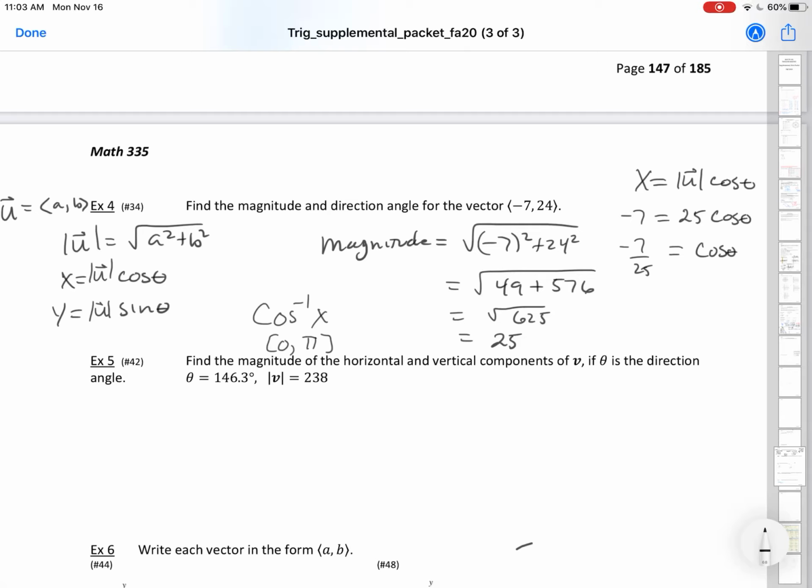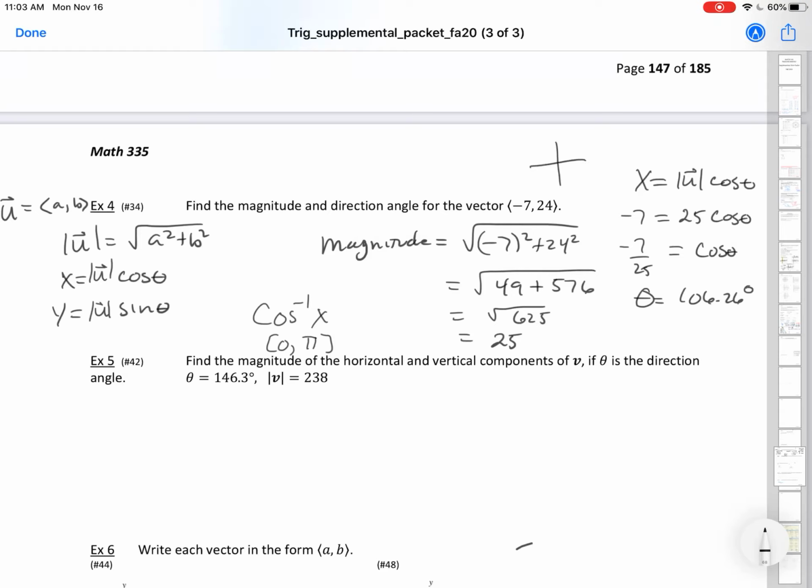Alright, I have to take cosine inverse of -7/25, and I get 106.26, so theta is equal to 106.26. Now you have to ask yourself, is that right? Because cosine inverse can only give you angles in quadrants 1 and 2. Well, this is a second quadrant angle.